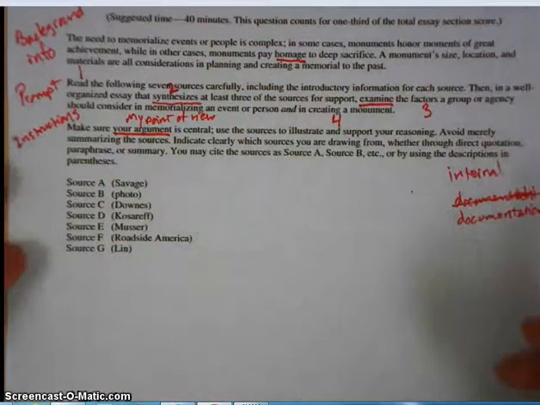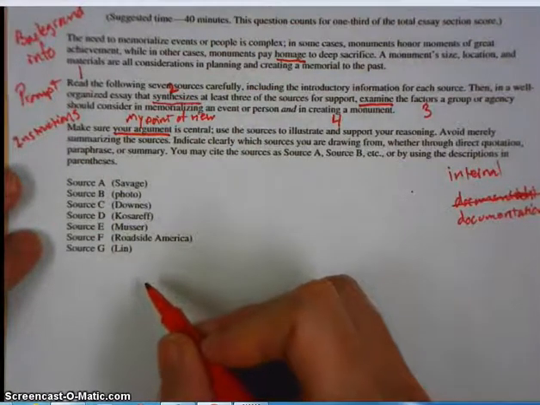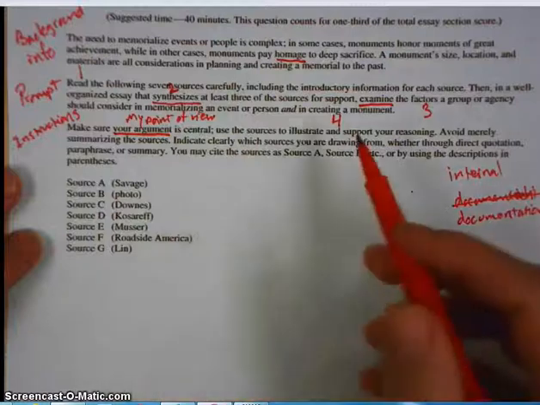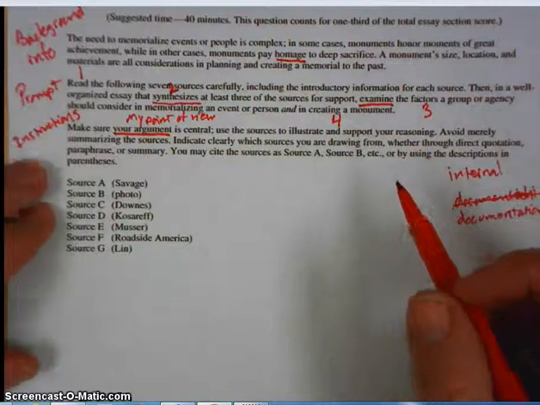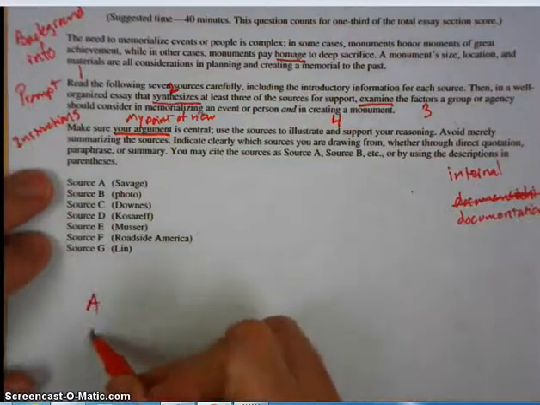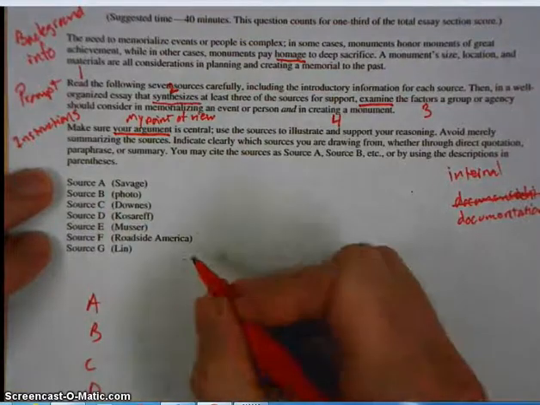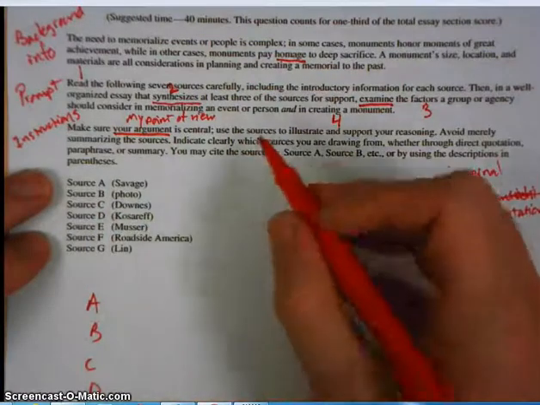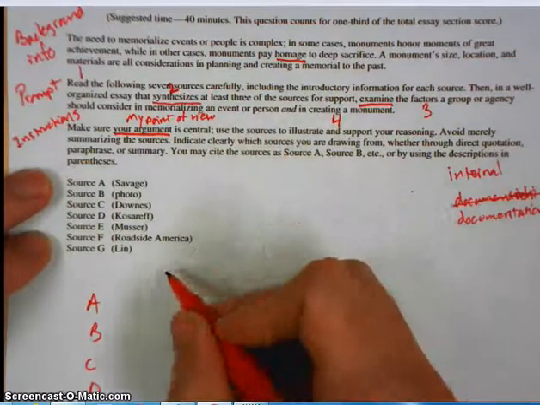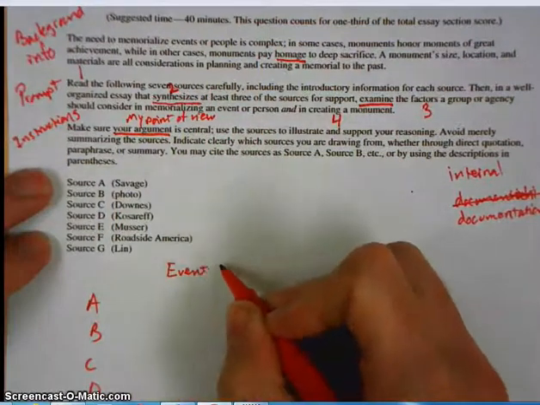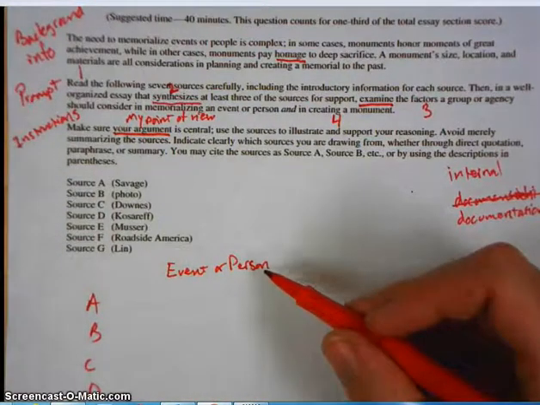Now what we want to do on this half sheet is begin our pre-writing. Remember, there are 2 things that we need to do, 2 types of factors we need to look for. And remember, our first step was to actually read the sources: source A, B, C, D, E, F, and G. What we need to look for are, first of all, the factors in memorializing an event or person. So what do we need to know when we consider honoring an event or person?